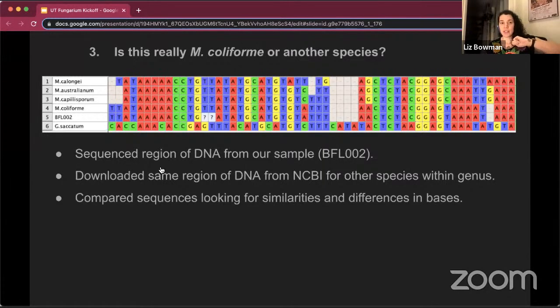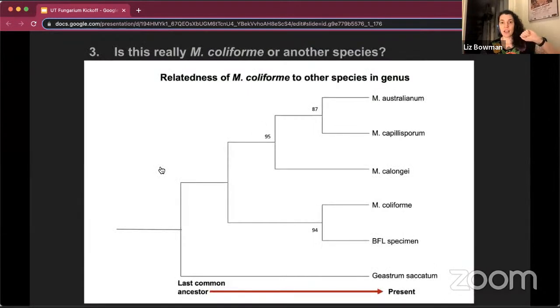So you can go ahead and click to the next slide. And so with that, we can make a phylogenetic tree. And what this shows is similar to the one we saw at the very beginning that Angel showed. We're looking at through time evolution of this genus and how they're related. So you can see the BFL specimen is most closely related to Myriostoma cauliforme. So I would say it is definitely Myriostoma cauliforme based on the physical characteristics that we saw and the DNA.